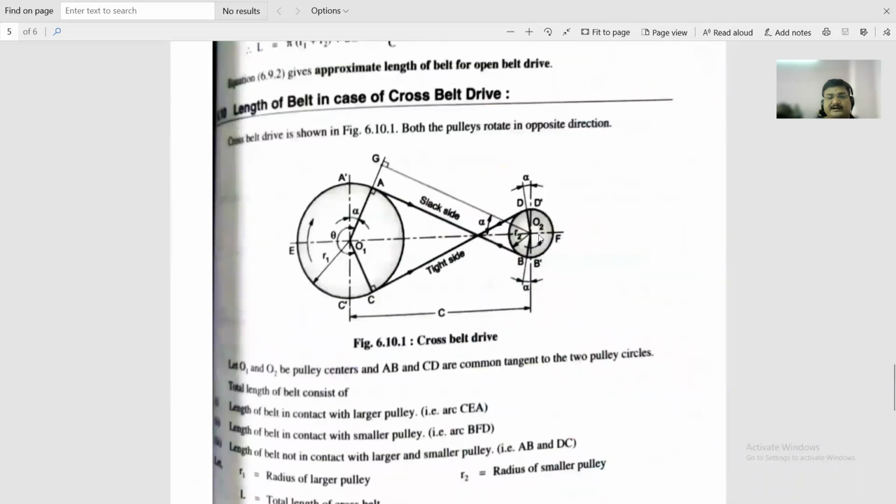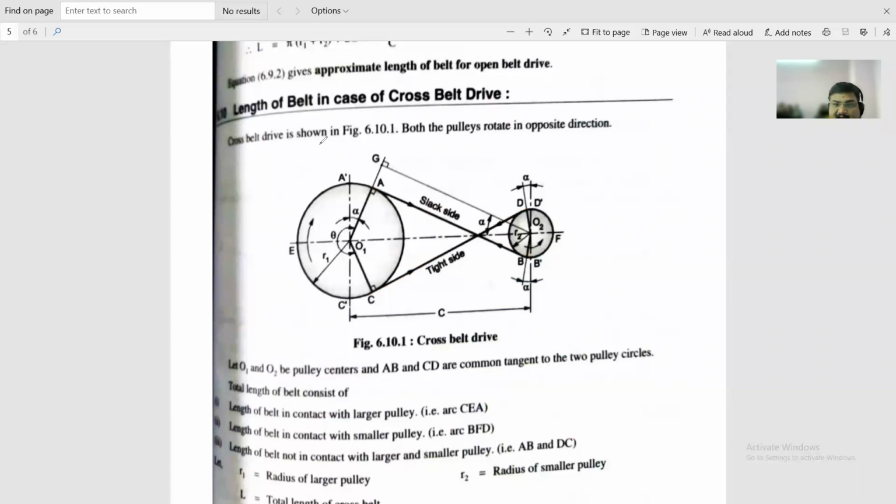Now when you move towards the cross belt drive, once again the diagram is the same, only the orientation of the belt is changed. In the open belt drive the belt was going like this. Is it correct? Yes. Now in the cross belt drive it is moving in this direction. The belt that goes from the top comes to the bottom, and the one that goes from the bottom comes to the top. That is cross belt drive.